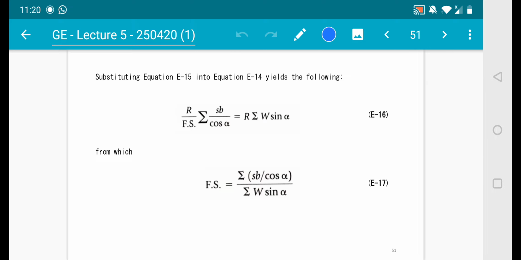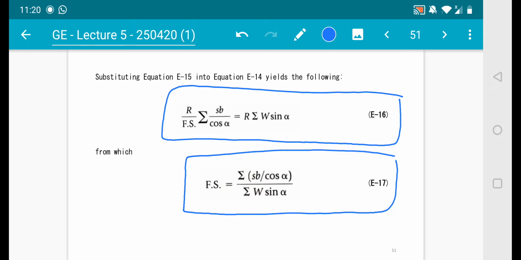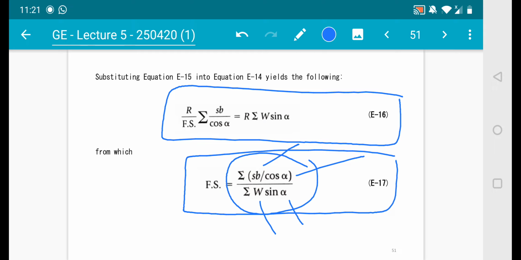Now, substituting equation E15 into equation E14 yields the following. So you do a substitution procedure, and you end up with equation E16, from which in the end you relate Fs to the substitution product, which is E17. So when you have this, Fs equals whatsoever is written here. If you look deeper, you can get W and alpha easily. Alpha is easy to get. B is also easily obtained from the figure. So what's missing here is S.